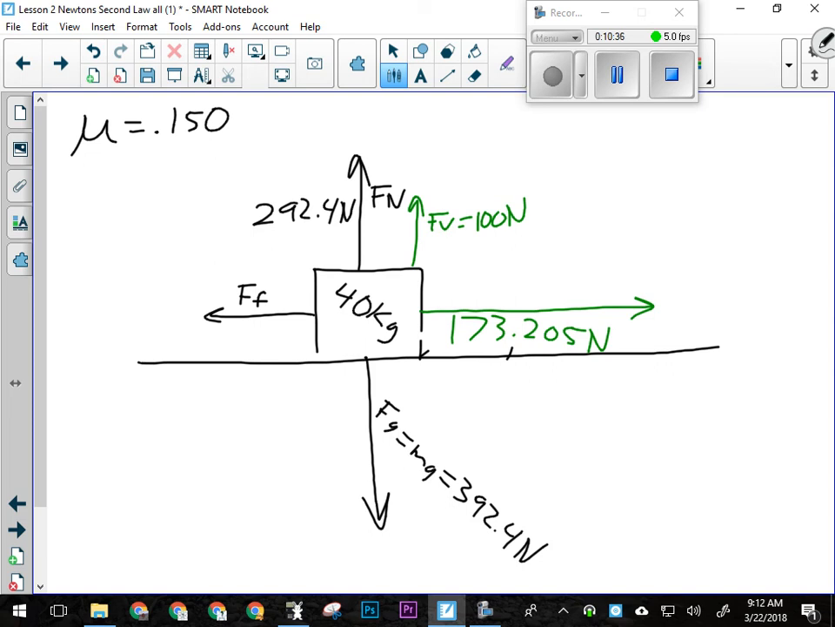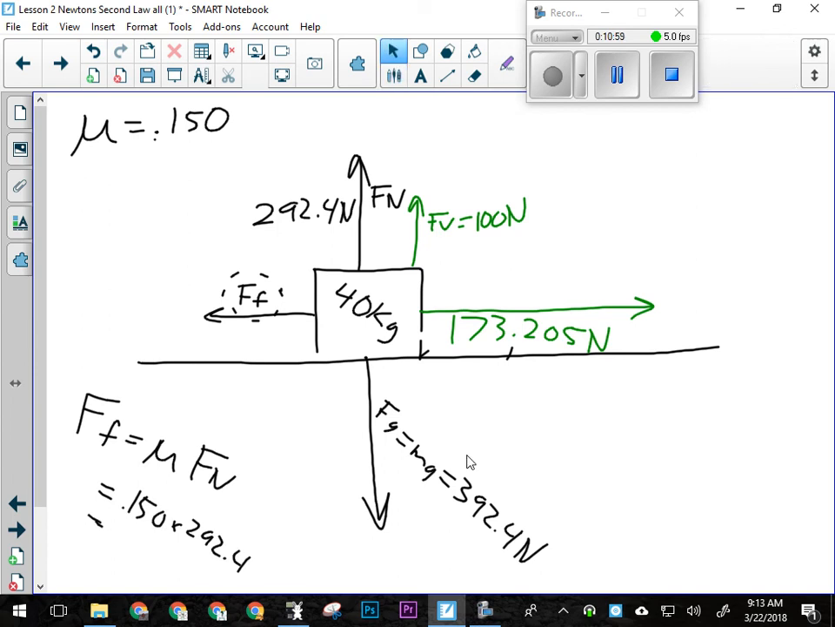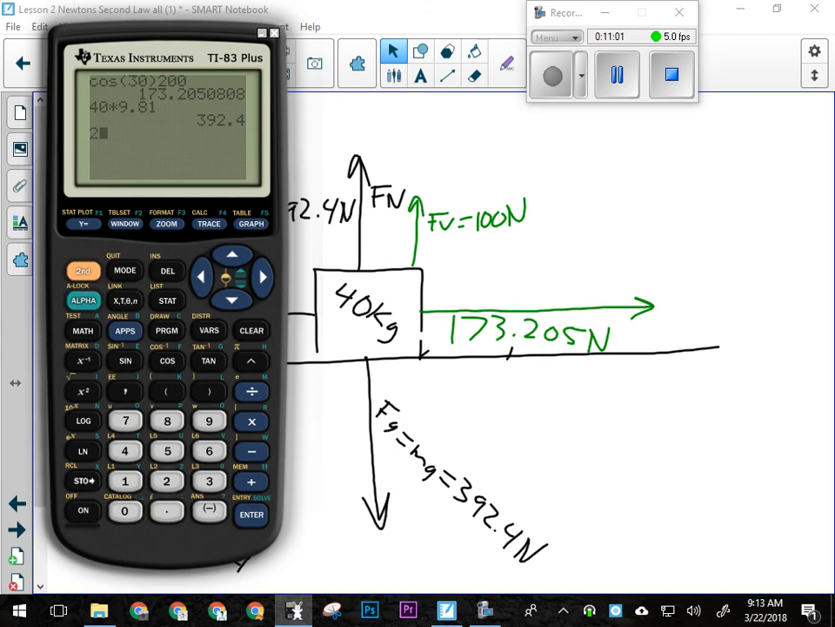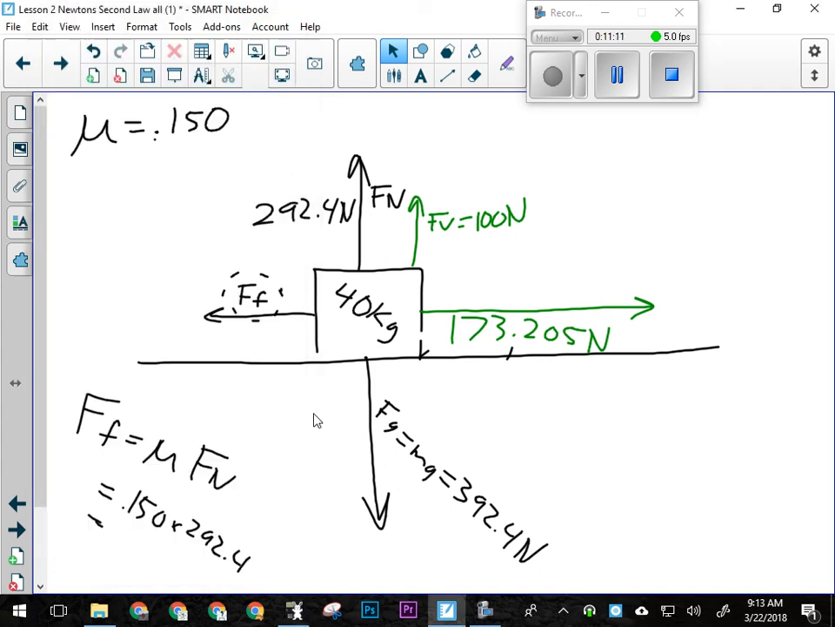Now that I have Fn, can I calculate FF? Well, we just looked at that force of friction formula a minute ago. It's mu times the normal force. And I have mu, and now I have normal force, so I should be able to calculate that. So I'll take my 0.150 and multiply by 292.4. So there's 43.86 newtons worth of friction.